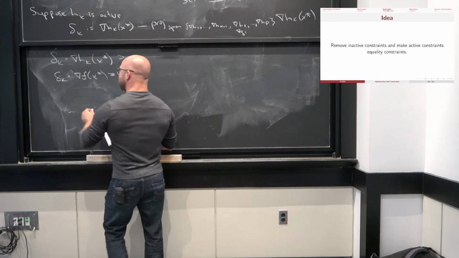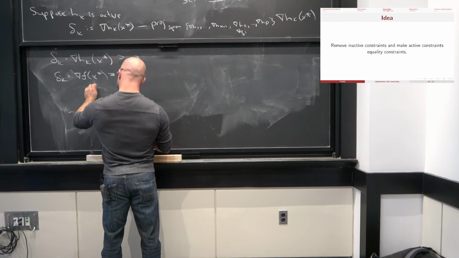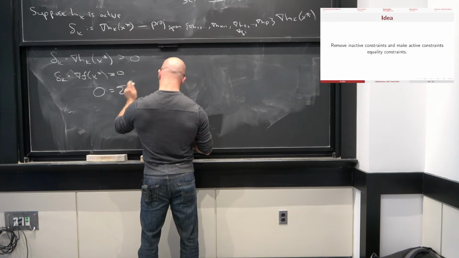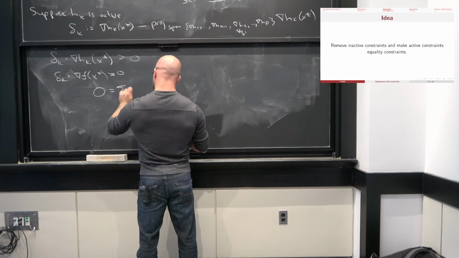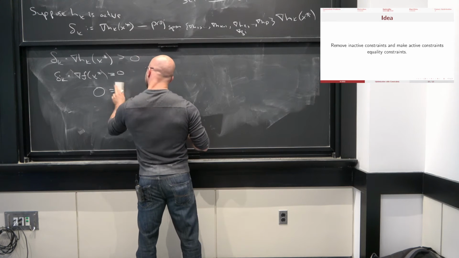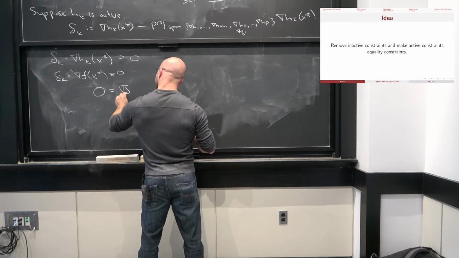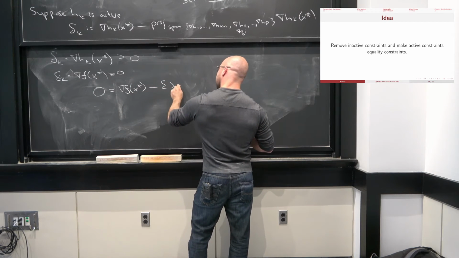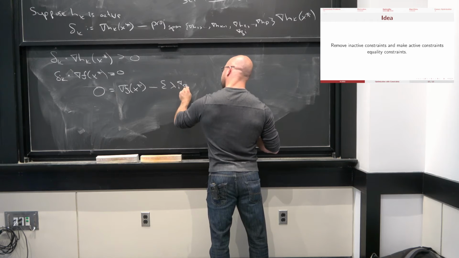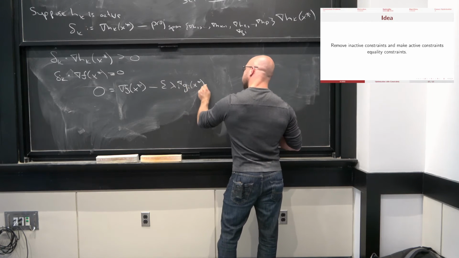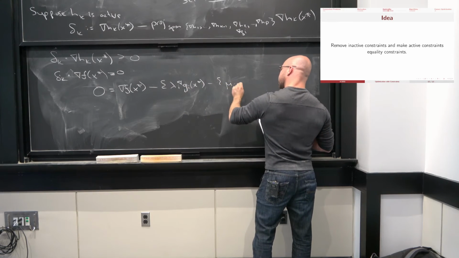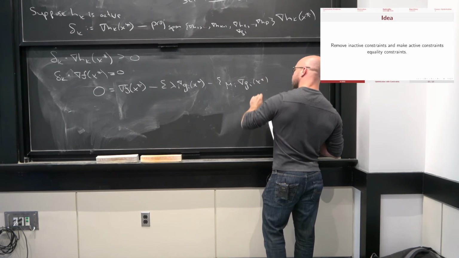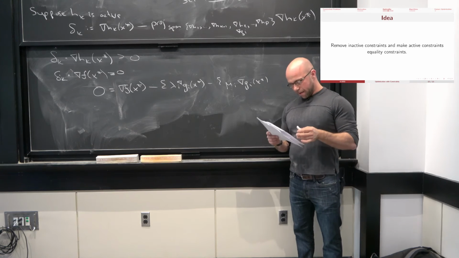Now remember that we have our Lagrange multiplier condition, right? We know the following: that 0 is equal to grad f at x star minus the sum of lambda i grad g i at x star minus the sum of mu i grad h i at x star, like that. Okay?